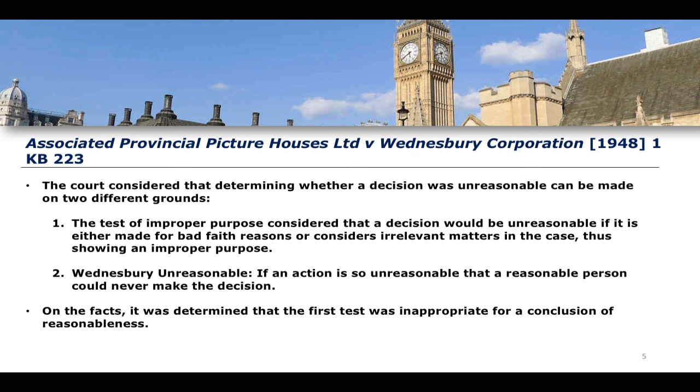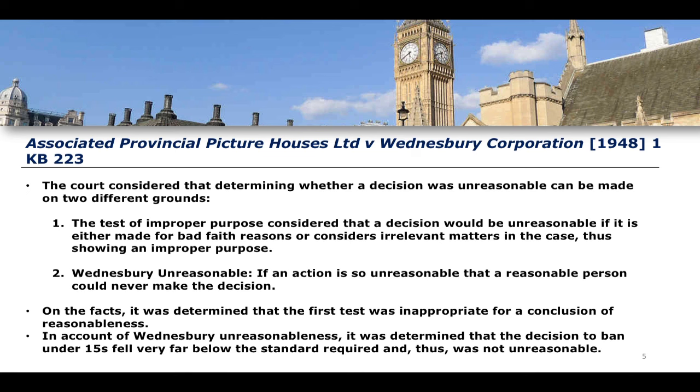On the facts, it was determined that the first test was inappropriate for the conclusion of reasonableness, and so they applied the case of Wednesbury unreasonableness. And they said that it was determined that a decision to ban under 15s in theatres for Sunday entertainment fell far, far below the standard that is required for this particular test.